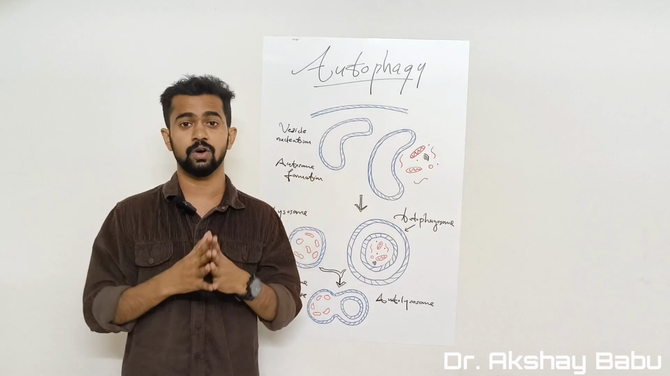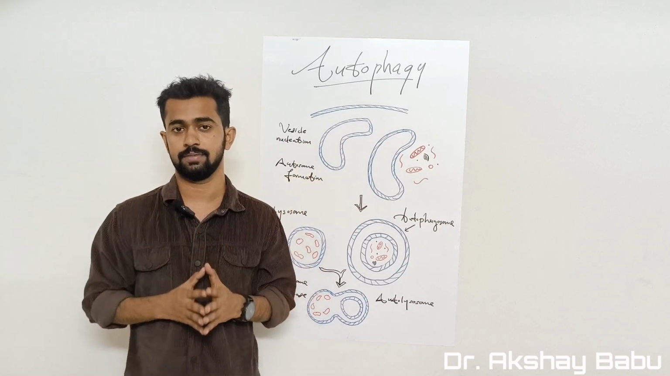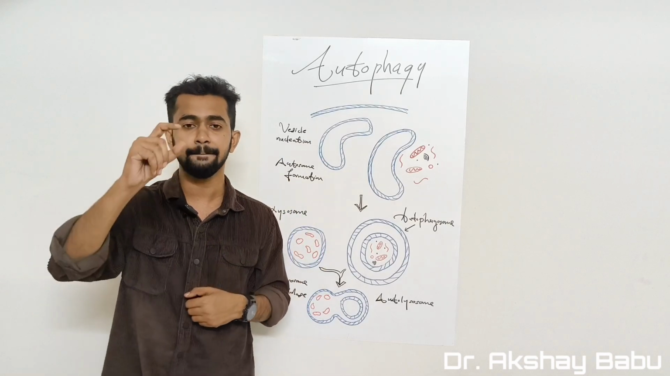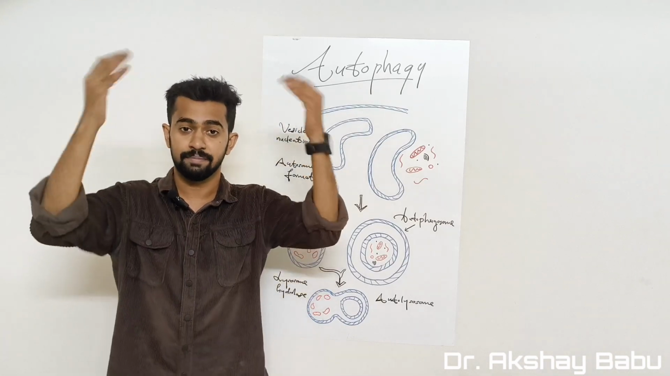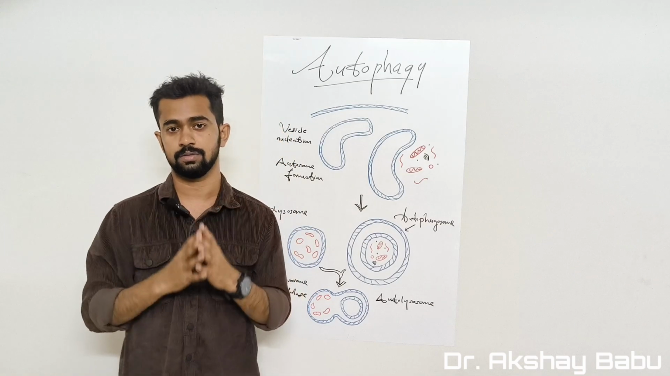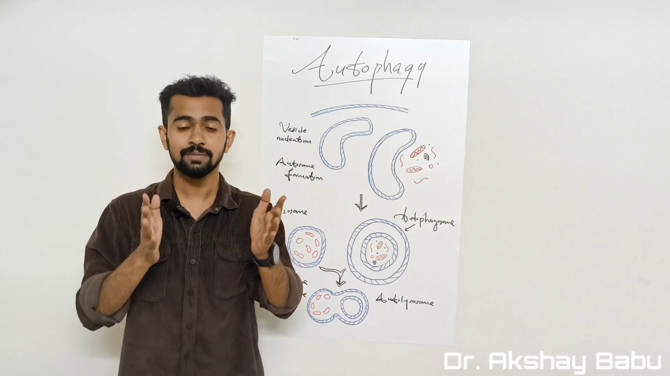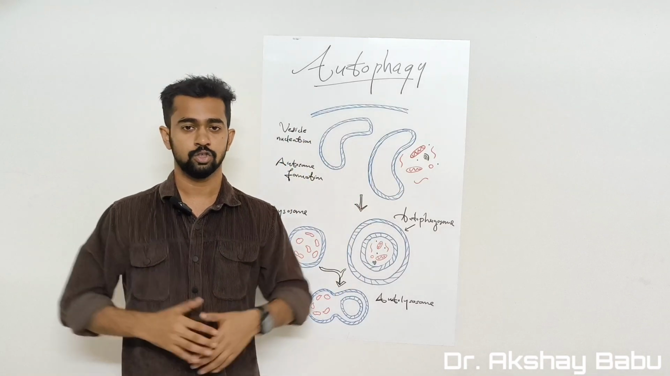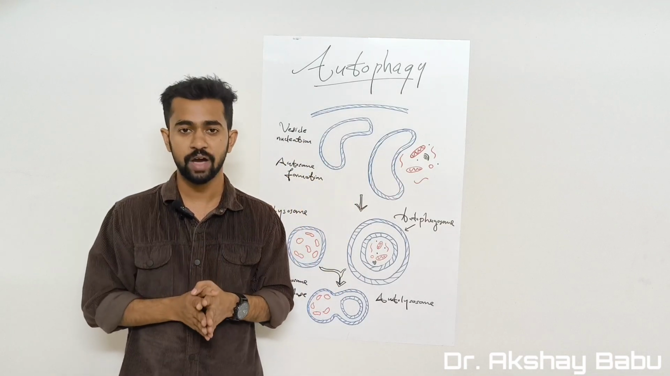So what's the use of this autophagy process? This autophagy process is a key mechanism for tissue development, especially when nutrients are scarce, and thus it helps in maintaining homeostasis. So that covers the topic autophagy.